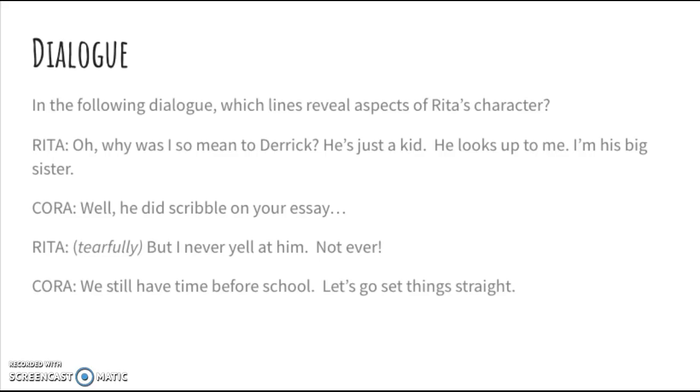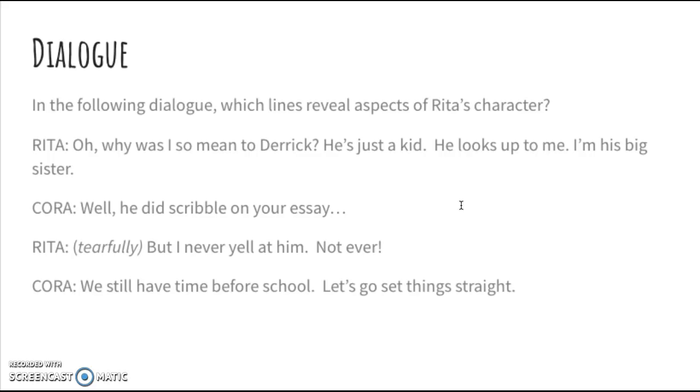So if you take a look at the dialogue we have here, you have Rita and Cora. They are talking. Those two actors would be saying the words that come right after their characters' names, except for the things that are italics. That's how they're going to say it. So we have Rita begins the conversation: Oh, why was I so mean to Derek? He's just a kid. He looks up to me. I'm his big sister. Well, he did scribble on your essay. And then the tearfully is how she says it. She doesn't say tearfully. But I never yell at him. Not ever. We still have time before school. Let's go set things straight.